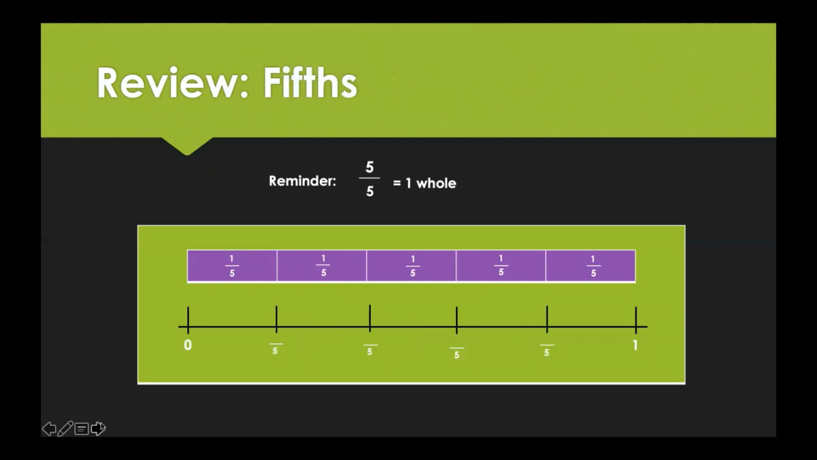Fifths. I can see on this number line there are 5 equal spaces. My 1 whole has been divided into 5 equal parts. I'm going to start counting. 0, 1/5, 2/5, 3/5, 4/5, and of course 5/5, which is the 1 whole.